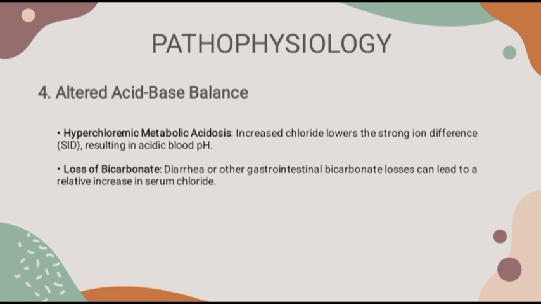Moving on, in certain conditions, the balance between acids and bases in the body is disrupted, leading to acid-base imbalances. In hyperchloremic metabolic acidosis, pag yung chloride level sa blood ay nag-increase excessively, then it reduces the strong ion difference. Kumbaga, yung strong ion difference is yung balance between the positively charged and negatively charged ions sa blood natin. So, this shift lowers the blood pH, making it more acidic.